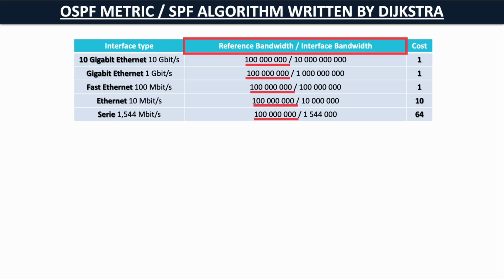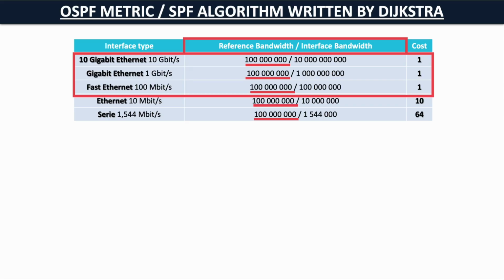The default reference bandwidth is 100 million. The default formula is 100 million divided by the interface bandwidth in bits per second. On the table, we can see that the Fast Ethernet, gigabit, and 10 gigabit interfaces share the same cost, because the result of this formula can only be a whole number.